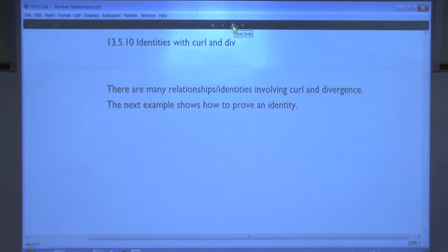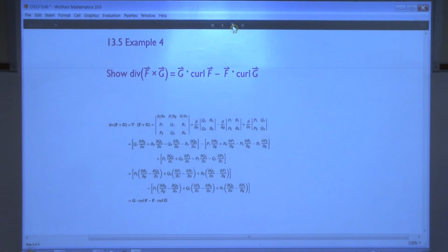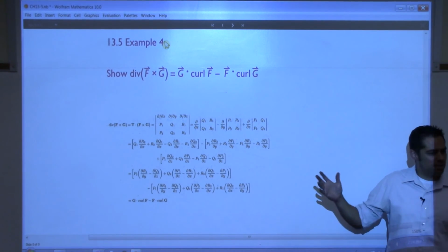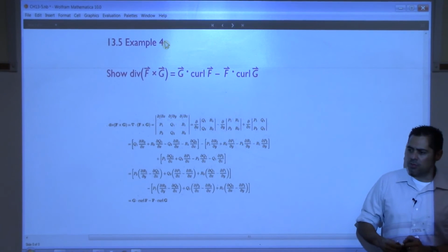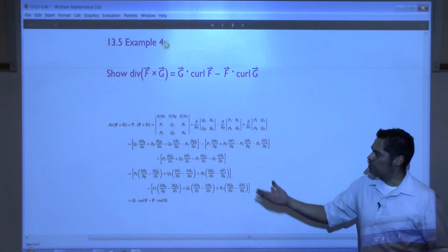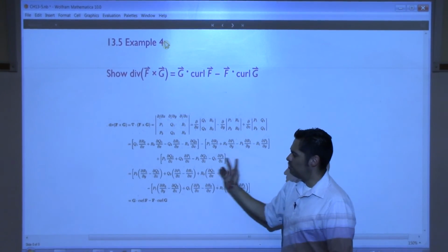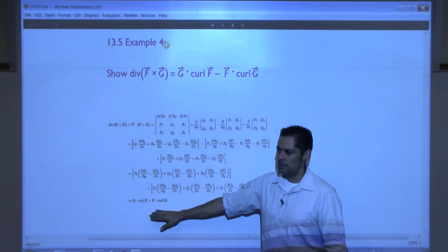Now, there are a bunch of identities with curl and div. And I have one here that I'm not going to work through. I just want to show you the basic idea behind it. If you take the div of the cross product of two vectors, it's equal to g dot curl of f minus f dot curl of g. And this is an identity. Do you remember in pre-calc when you had to show an identity, you started with one side and turned it into the other side? That's what you would do with this. And this is in your notes. You can follow this. They started with the left side, and they turned this into the right side. All right?